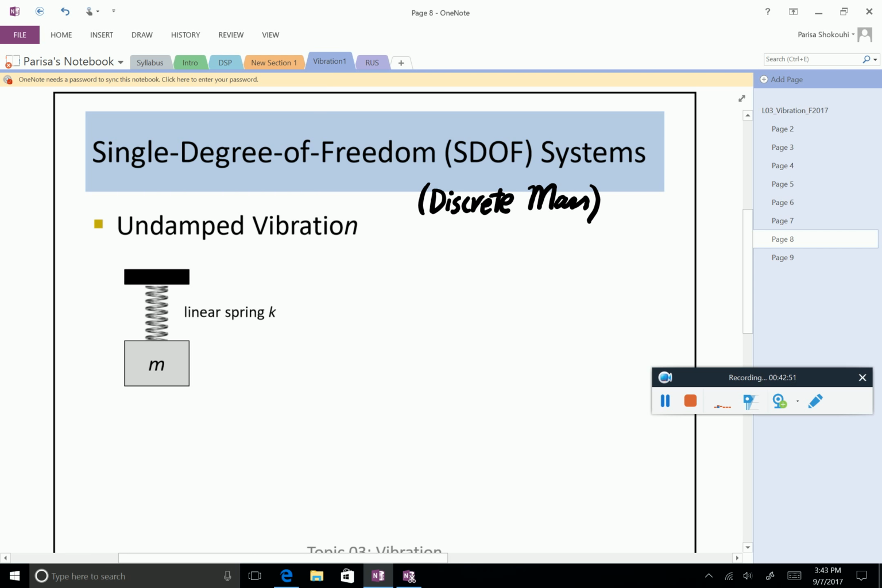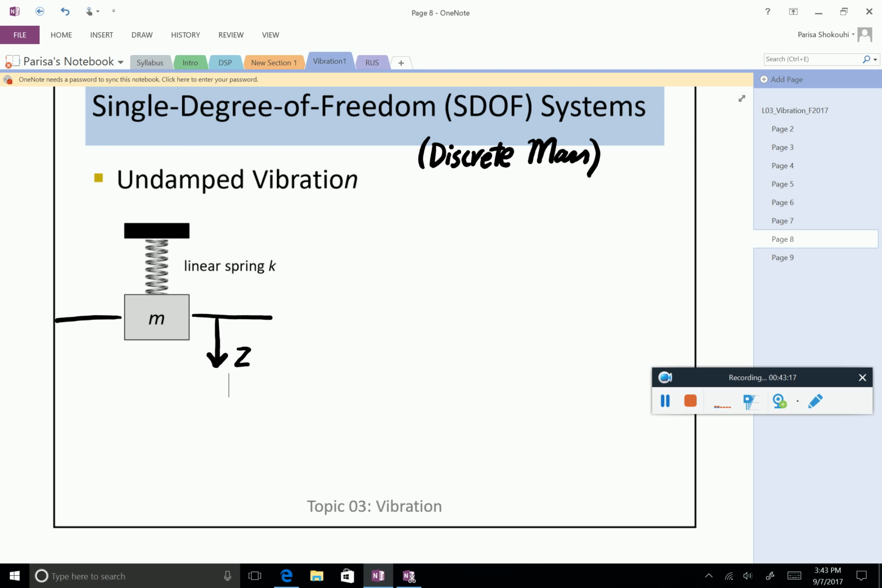So you have a mass, you have a linear spring. Let's mark the equilibrium. That's where everything is in equilibrium. And I don't know why, but I chose Z for the movement of the mass from the equilibrium position. So how do we get the equation of motion for this? Try to see if you can draw the free body diagram for that.